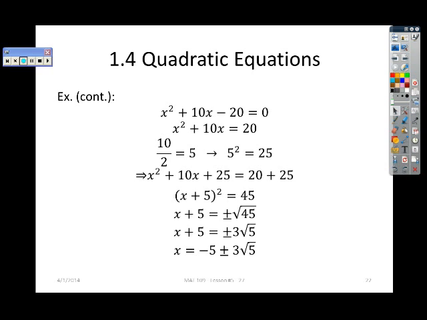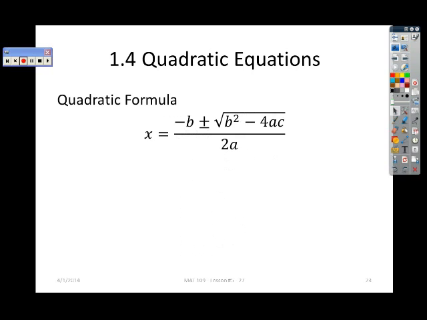Actually, the first way you saw to solve a quadratic equation was by factoring. You put it in standard form, you factored the polynomial, you set each factor equal to 0, and solved those, and they gave you the solutions. The second way is the square root property we looked at a minute ago. The third way is completing the square, and the fourth way is the quadratic formula. Make certain you have this memorized. It will not be provided.